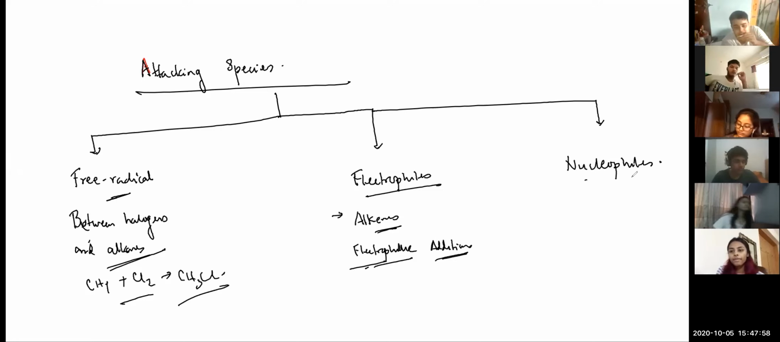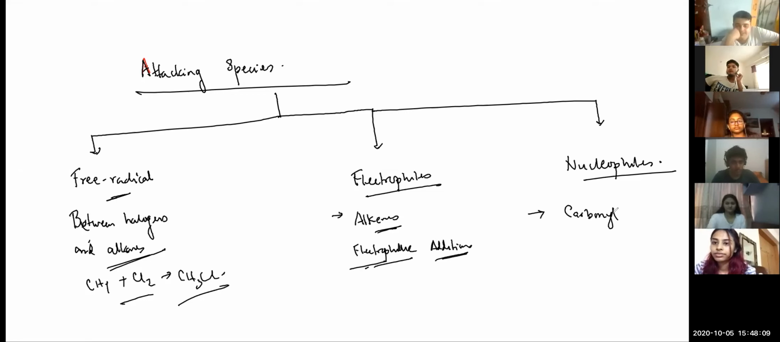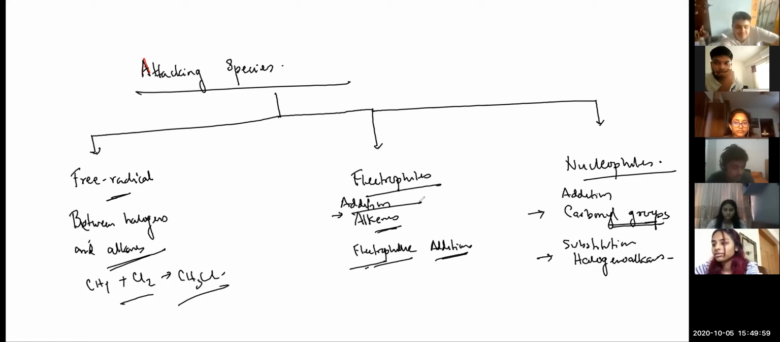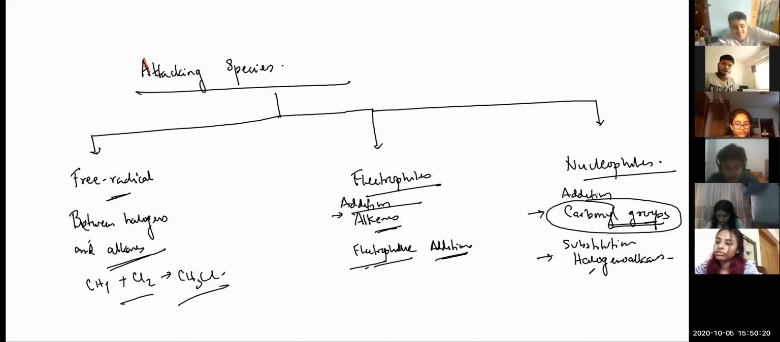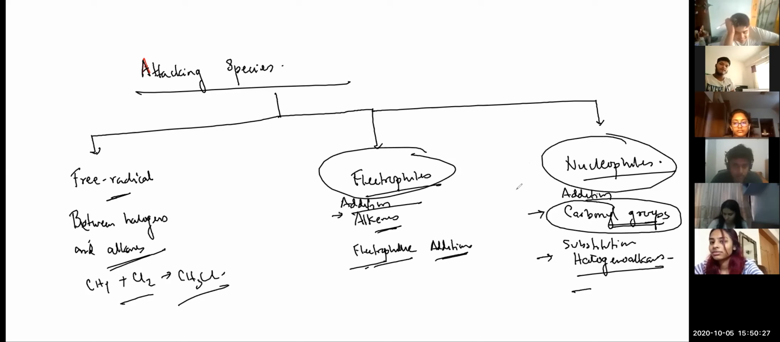Nucleophiles can also undergo addition between carbonyl groups. Can you tell me what the carbonyl groups consist of? A carbon with a double bond to oxygen and two other places. So these are aldehydes and ketones, very good. Carbonyl groups are basically aldehydes and ketones. And substitution between halogenoalkanes. A halogenoalkane is an alkane with a halogen. That's it. So these are the things we need to study.